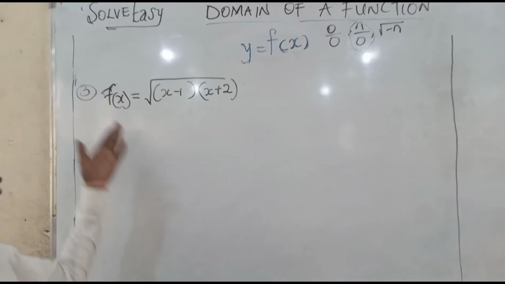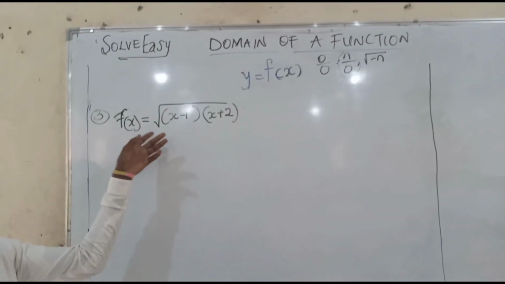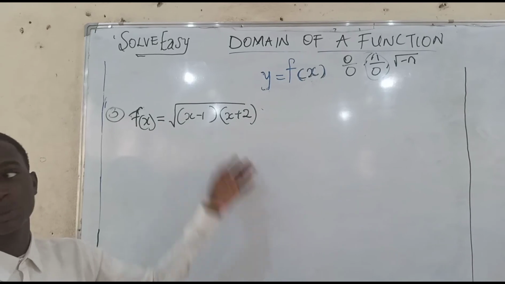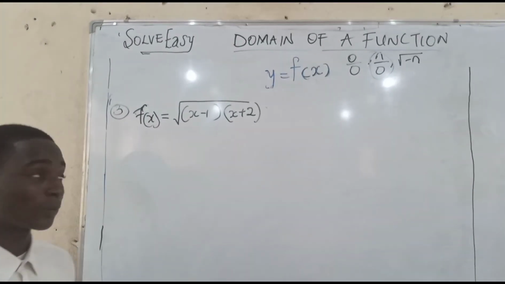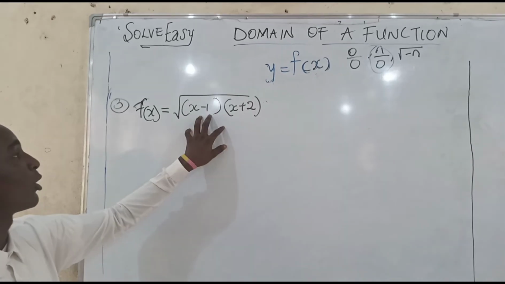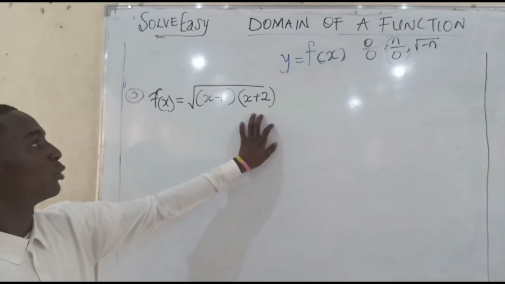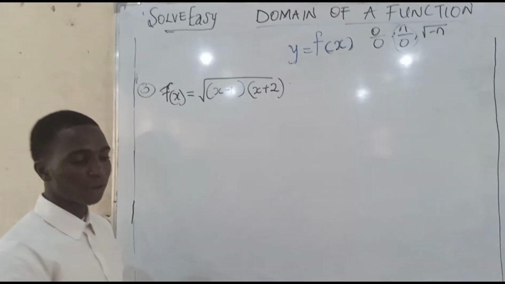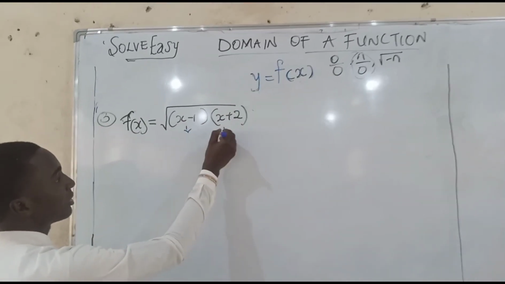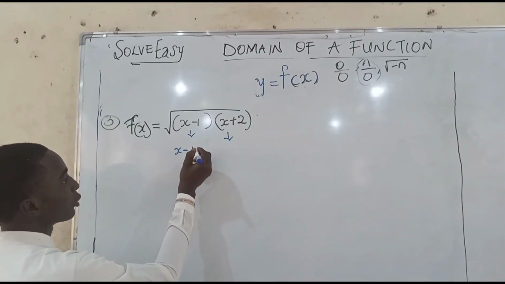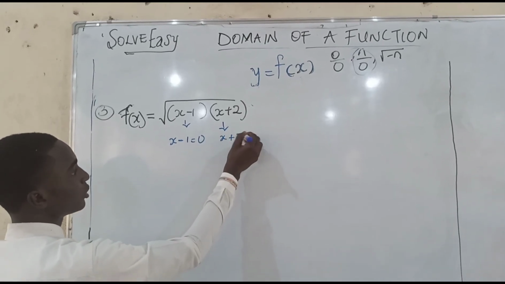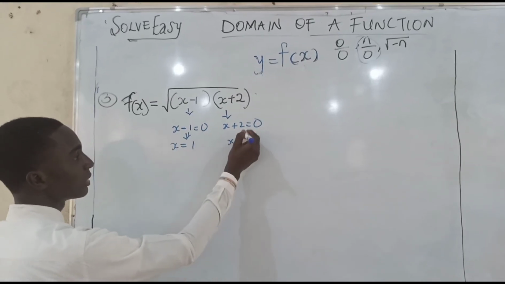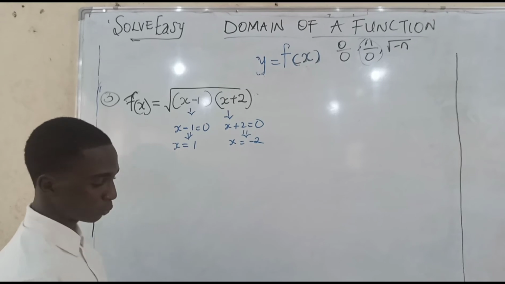Now, to solve our third question, we have the f of x is equal to the root of this times this. Remember, if we multiply this, we have a quadratic equation. So at any time you see a question like this, having these two variables that you can multiply to give you a quadratic equation, it makes work easier. First let's equate this to 0, this and this. That is, x minus 1 is equal to 0 and x plus 2 is equal to 0. Now I'm having x is equal to 1 and x is equal to minus 2.